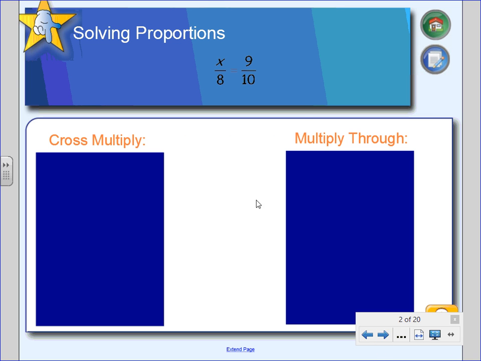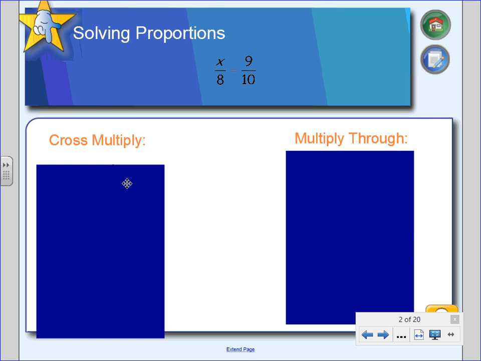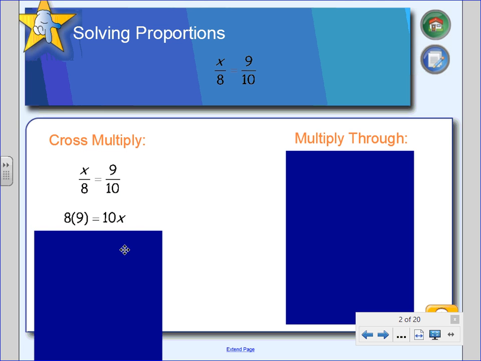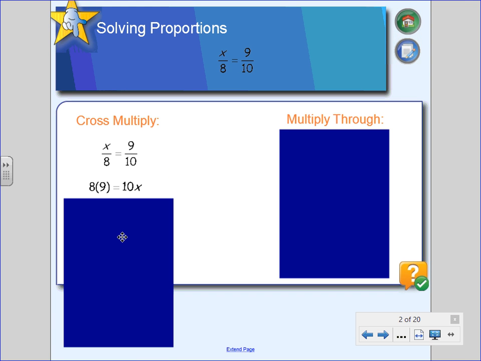So for example, if we start out with the proportion x over 8 equals 9 over 10, then to solve it, we can start using the cross multiply method by multiplying the numbers diagonally across from each other and setting those products equal to each other. So we could start by doing 8 times 9 equals 10 times x. We then simplify 8 times 9 to 72.